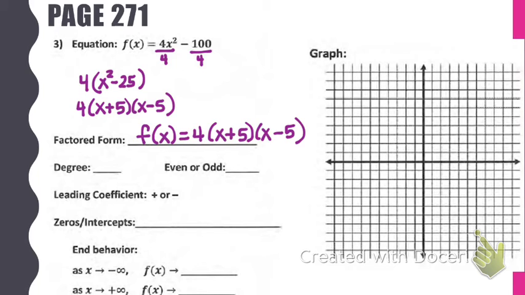My degree is my highest exponent, which is 2, and 2 is an even number. Is my leading coefficient positive or negative? Positive. There's a +4.